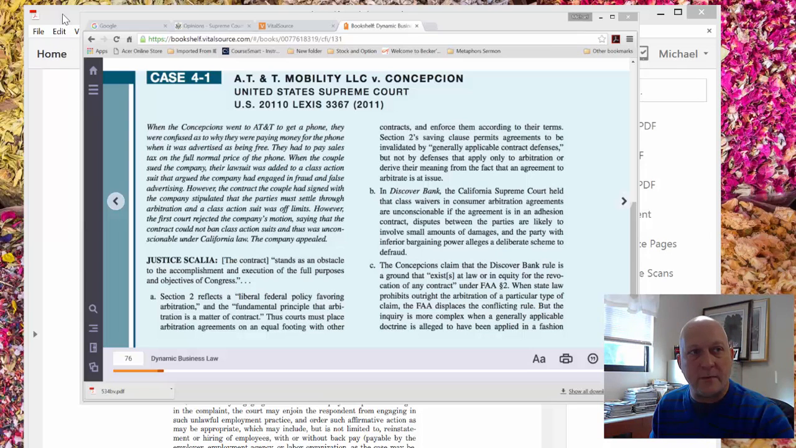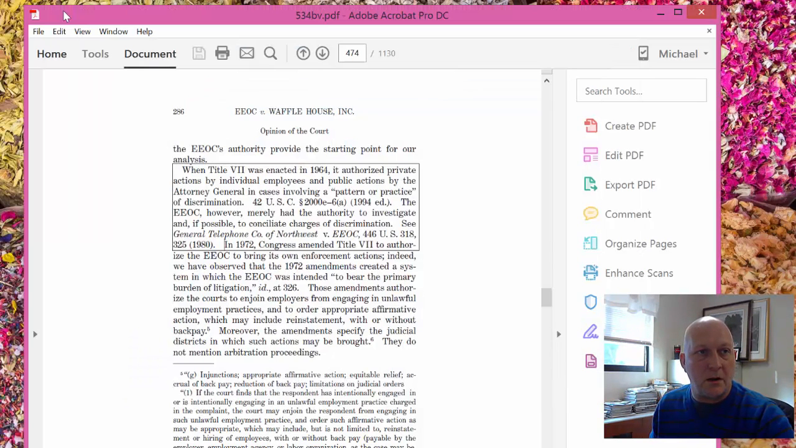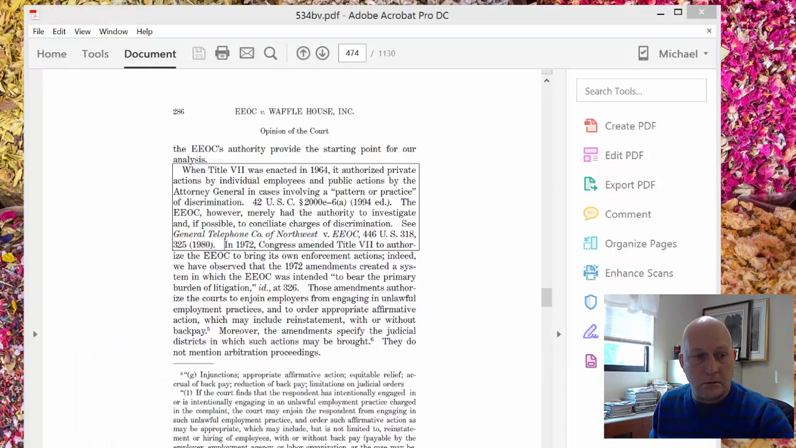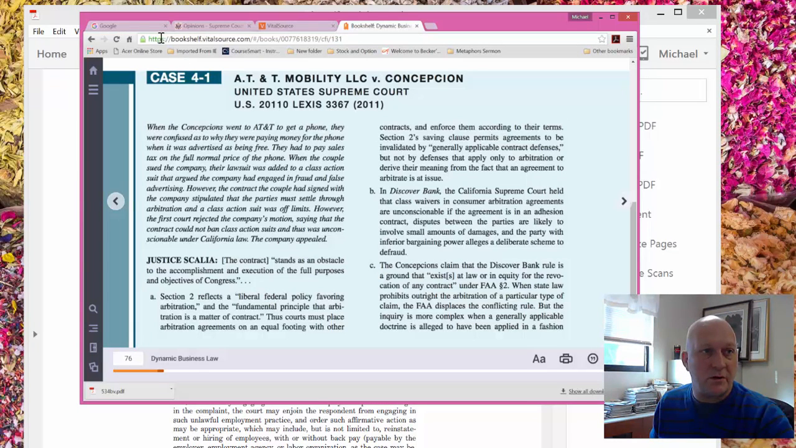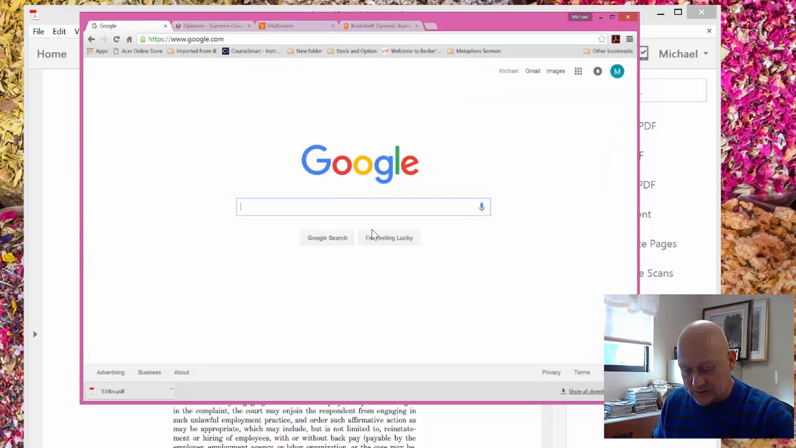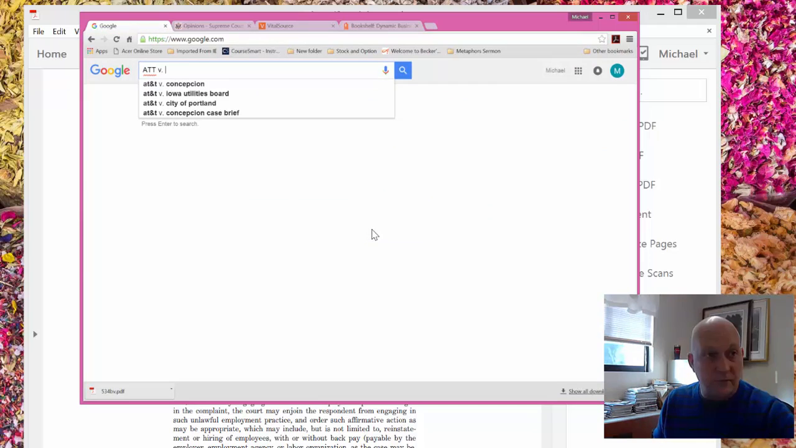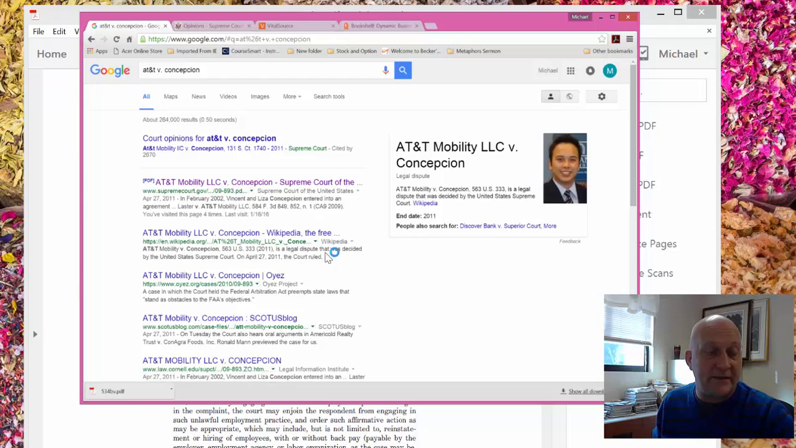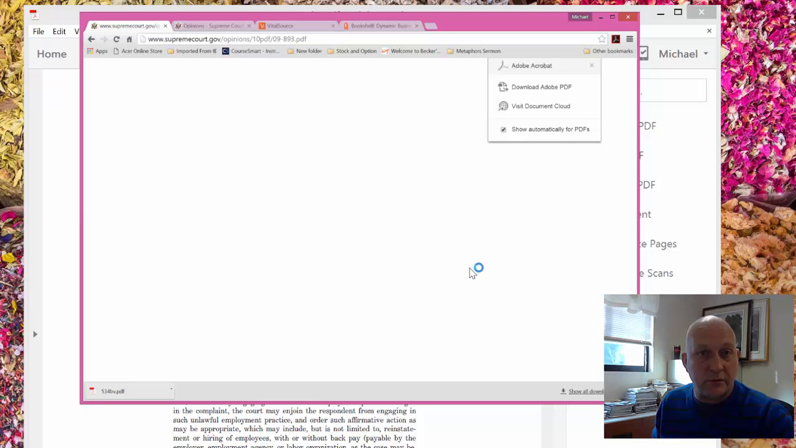If you wanted to find out more about this case, and it's easy to find out about Supreme Court cases, they're always going to be discussed and written about. What you can do is go to Google and type in the name of the case. So AT&T versus, I typed it in before, but it's probably going to come up pretty quick for you. But there it is, AT&T versus Concepcion. And then this first link here will take you right to the Supreme Court opinion.